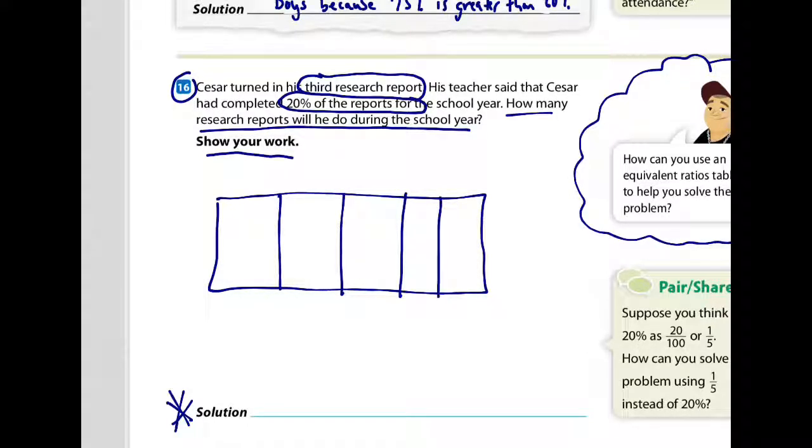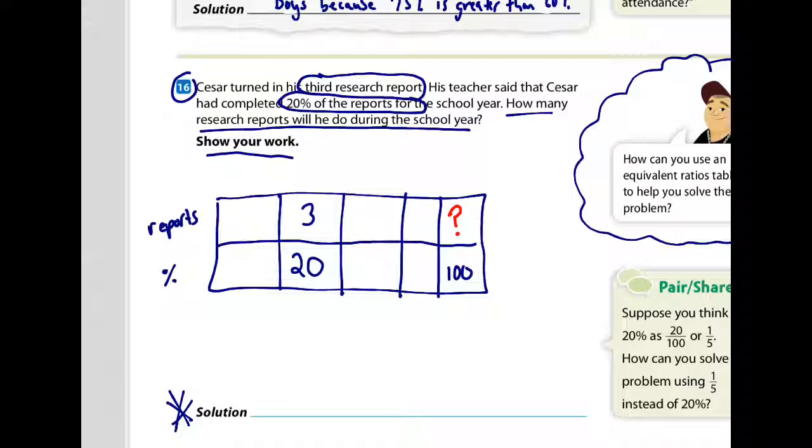Remember, you could add more columns if you need them. So for the top, I'm going to do the research reports. So I'll just write reports. And the bottom is going to be percents. Now, remember, I know this is going to be 100%. And I also know I need to figure out the whole. So I need to figure out where that red question mark is. So first thing, it said he did 3 research reports, right? So I'm just going to put 3 somewhere. It doesn't matter which one you put on top. And we know those 3 research reports are 20%.